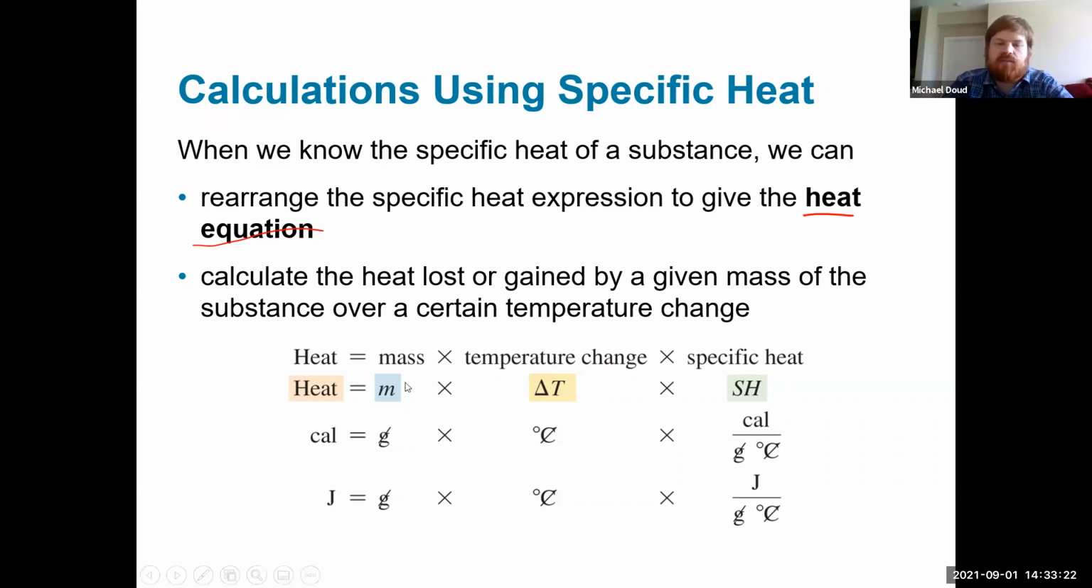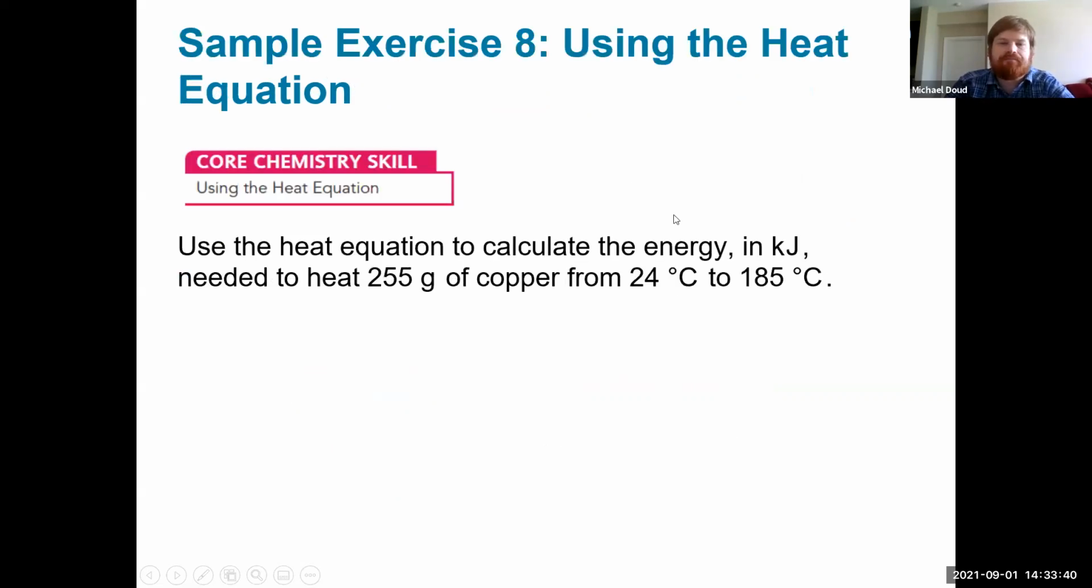So if you have the mass of substance, that's a measurement you can make. You have the temperature change of a substance, that's a measurement you can make. And you know the specific heat of a substance, that's purely based on the identity of the substance. Then all of a sudden, you can calculate the heat in calories or joules that it takes to heat up something by a certain temperature.